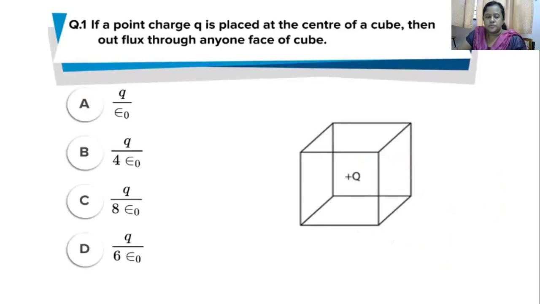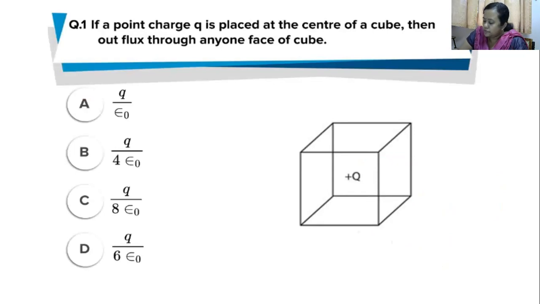So next question. If a point charge Q is placed at the center of a cube, then the outflux through any one face of the cube is.